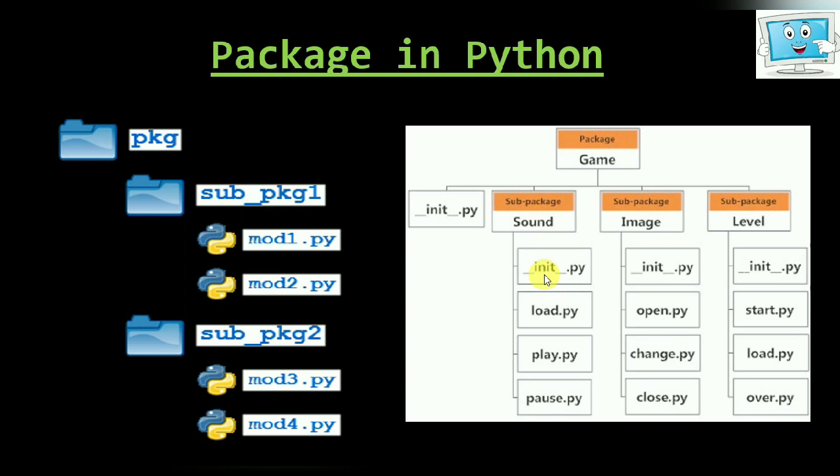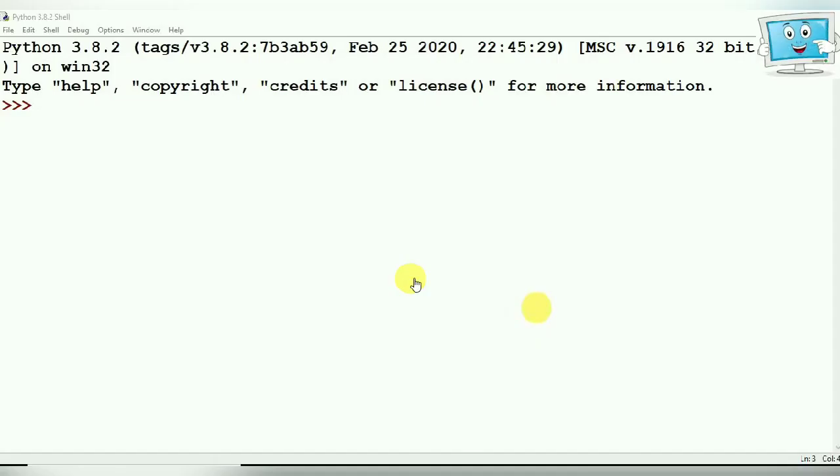Every sub package has an empty file __init__.py, and every package has 3 modules. There can be fewer or more than 3 modules also, which consist of function definitions and statements. But the main important point is every package should have an empty __init__.py file. Okay, now let us understand it with the help of an example.